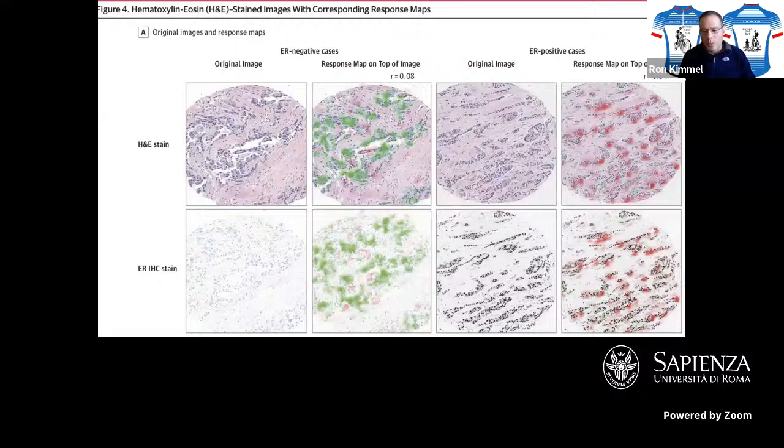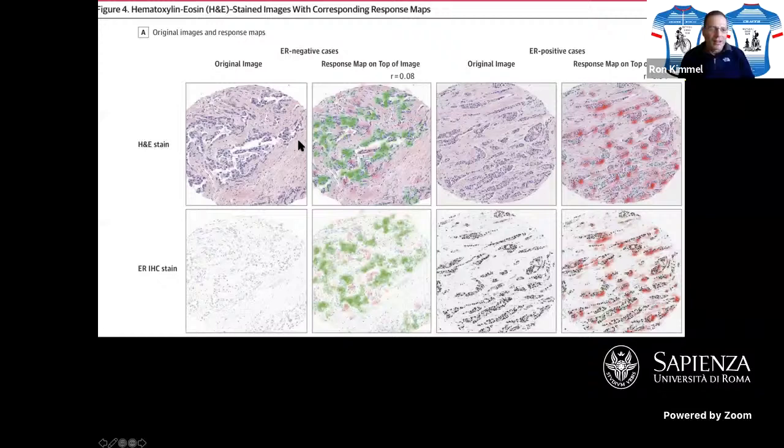When somebody suspects that there is a problem, there may be cancer in the breast, what you do is you take a tissue sample from this place in the breast. And immediately what you do is you color it with a very cheap and easy to manipulate coloring, which is called hematoxylin and eosin. And these are the images that pathologists are looking at.